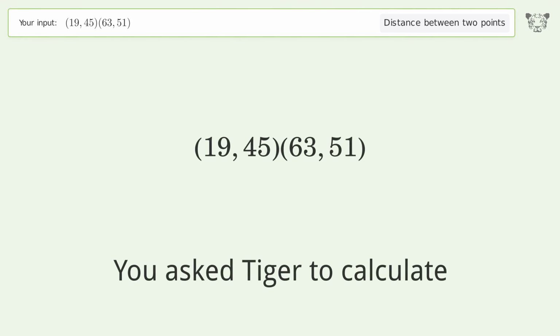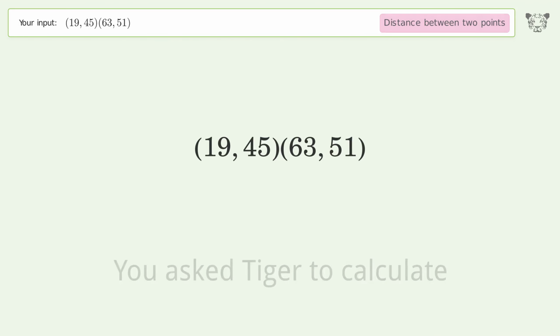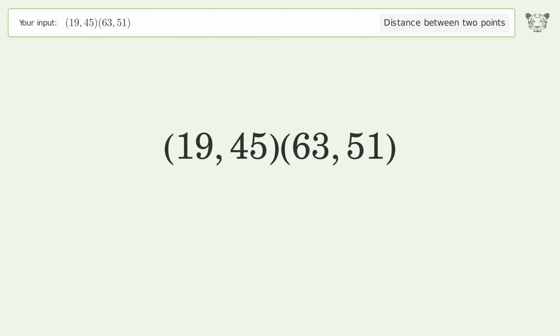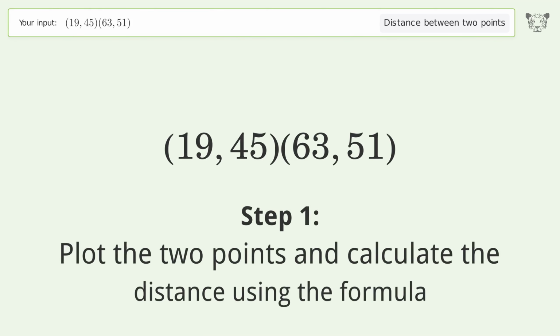You ask Tiger to calculate. This deals with the distance between 2 points. The distance between the 2 points is the square root of 1972 or 44.407. Let's solve it step by step. Plot the 2 points and calculate the distance using the formula.